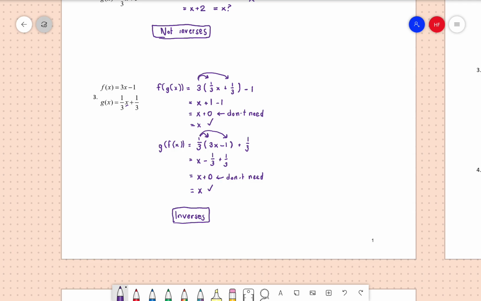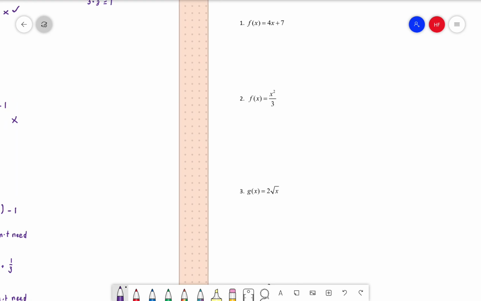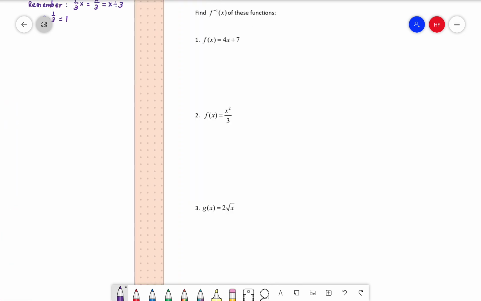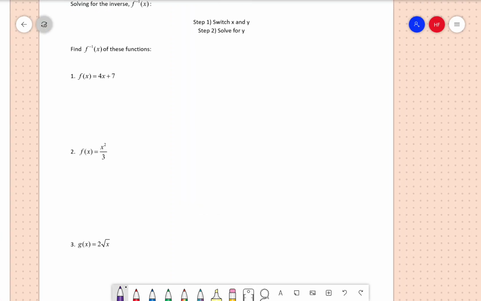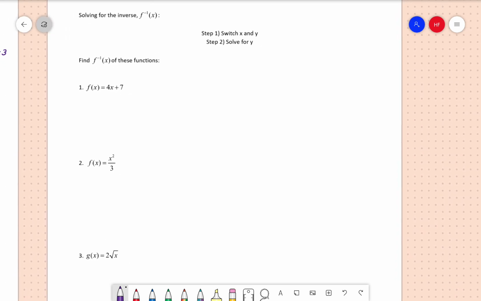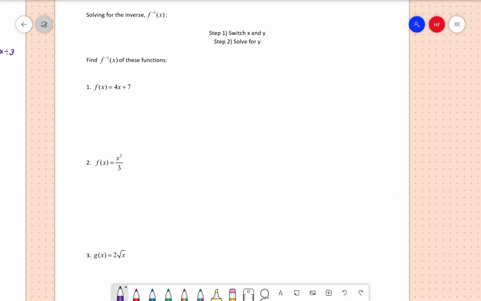So that's how you check whether or not they are inverses. And now we're going to solve for inverses. There are two steps for solving for the inverse of a function. We're going to switch x and y and then solve for y the way we normally would. This is one of my favorite things to do.